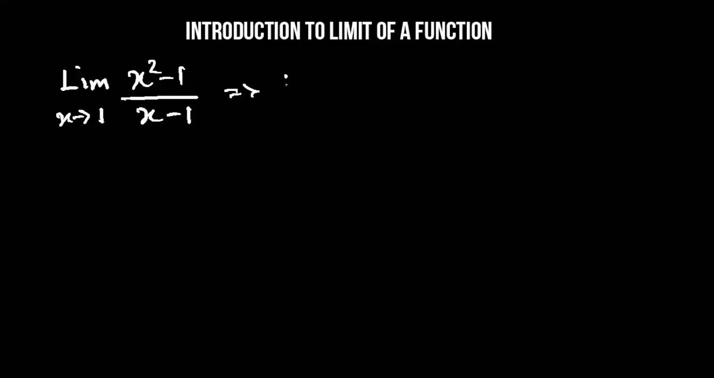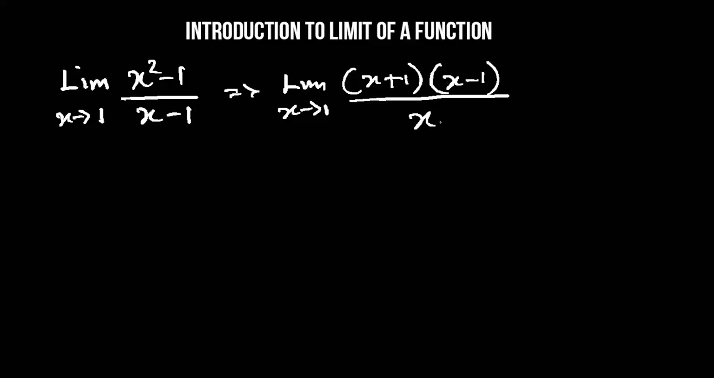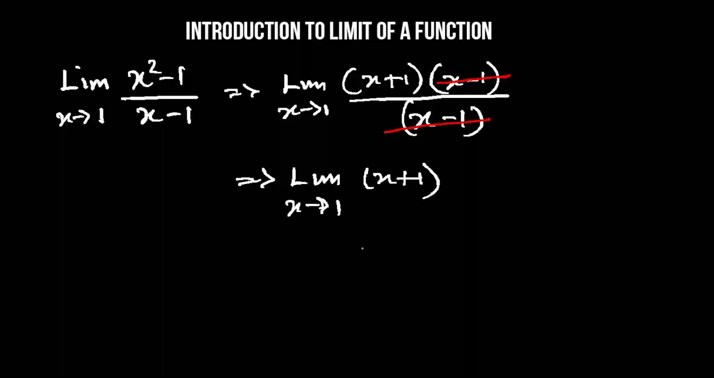So this implies that the limit as x tends to 1, remember x squared minus 1 is the difference of 2 squares. We can write it as (x plus 1)(x minus 1) divided by x minus 1. So if I have this, you get to see that this and this can cancel. If I cancel these two, I have the limit as x tends to 1 of x plus 1. There's nothing much I can do here again. This is the best I can do to reduce the function.